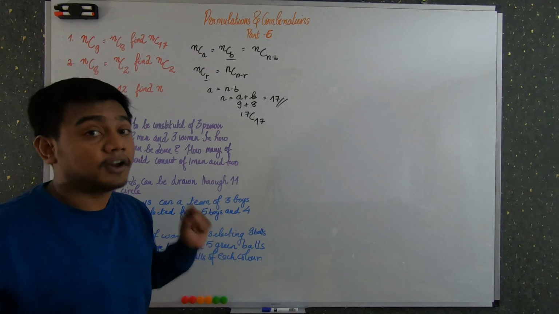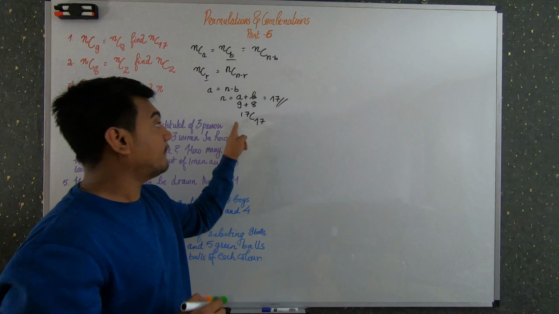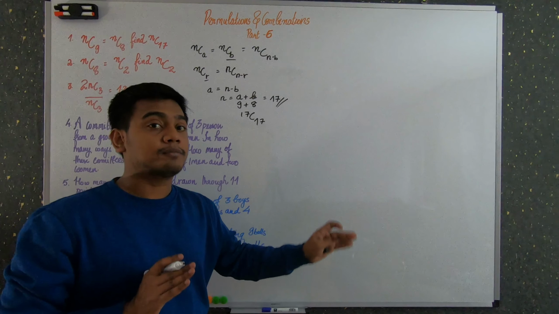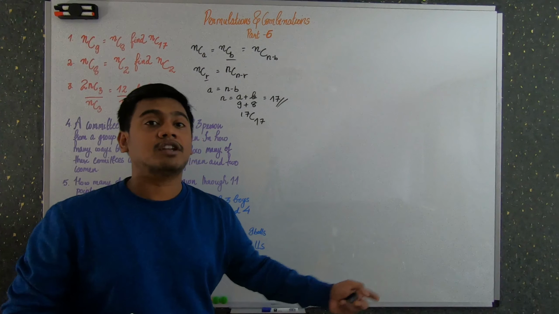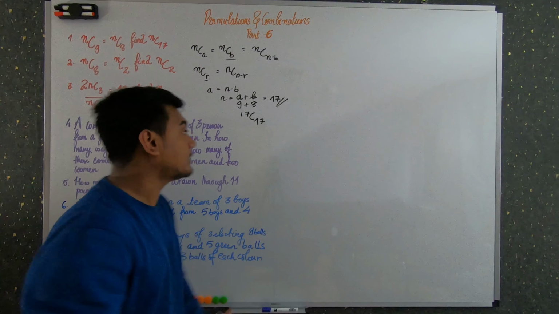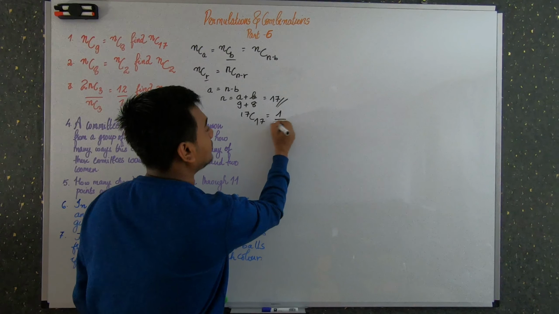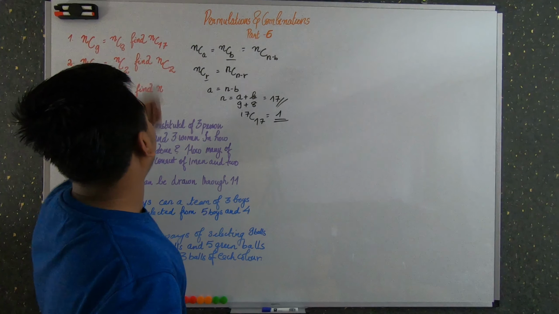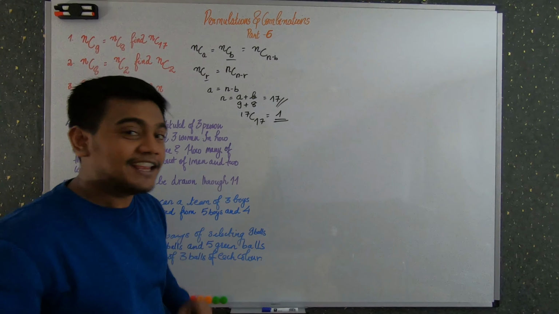For this also, in the remarks I have already discussed that when you get nCn, you have 17 objects, and from that you select all 17 objects. What are the possible combinations? There is only one possible combination, so the answer is 1. Okay, so that's all for the first problem, and now let's discuss the second problem.